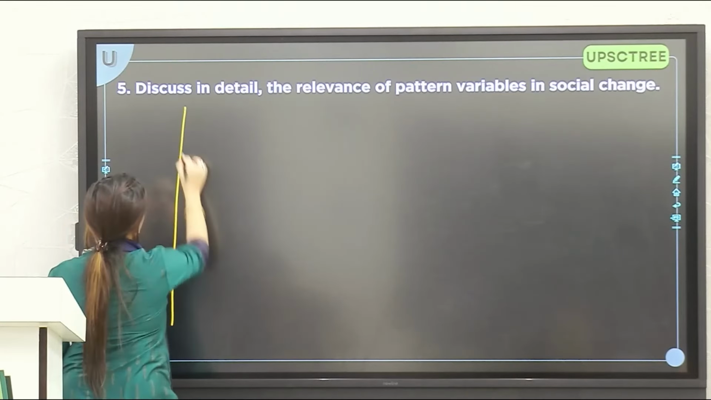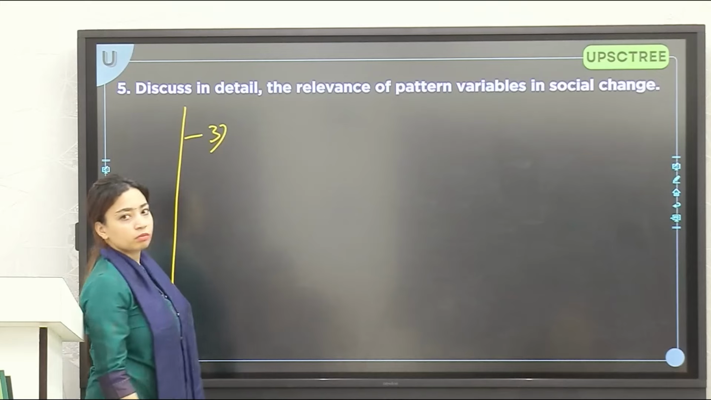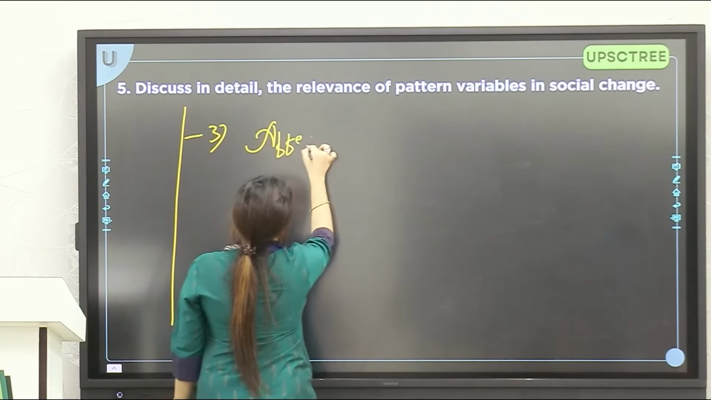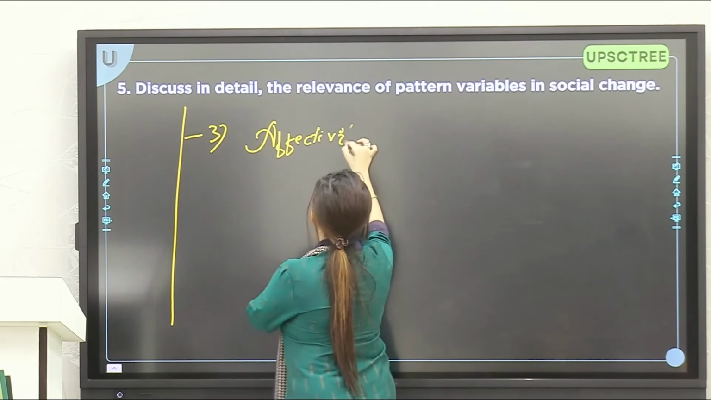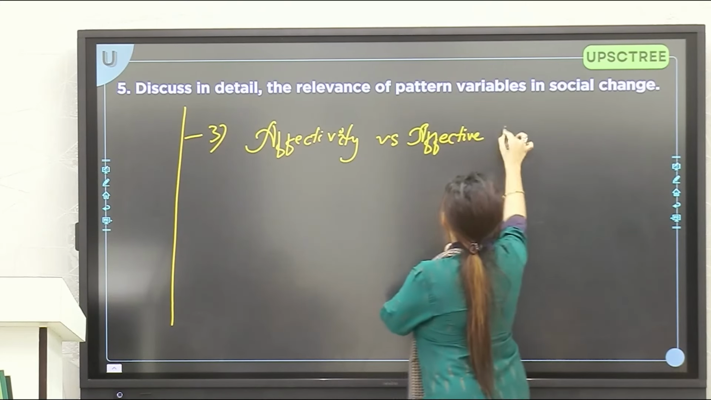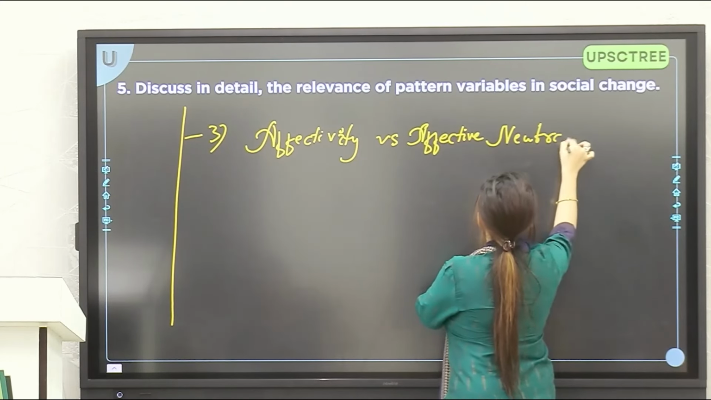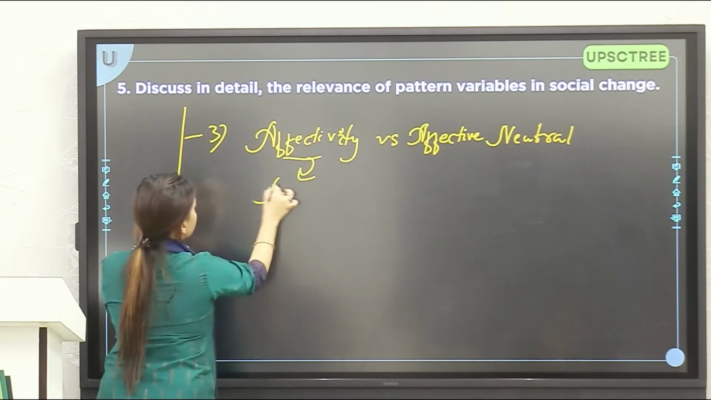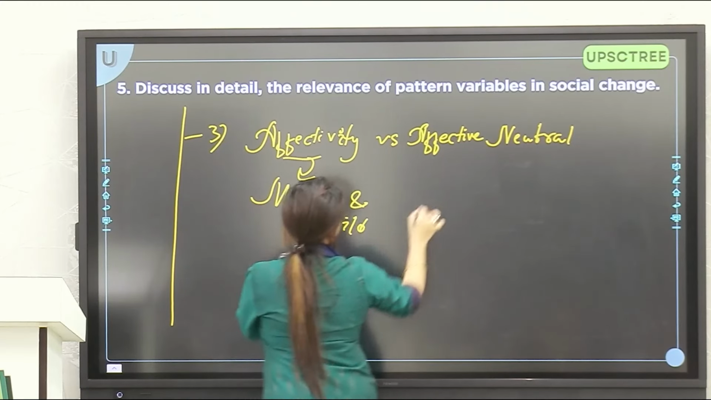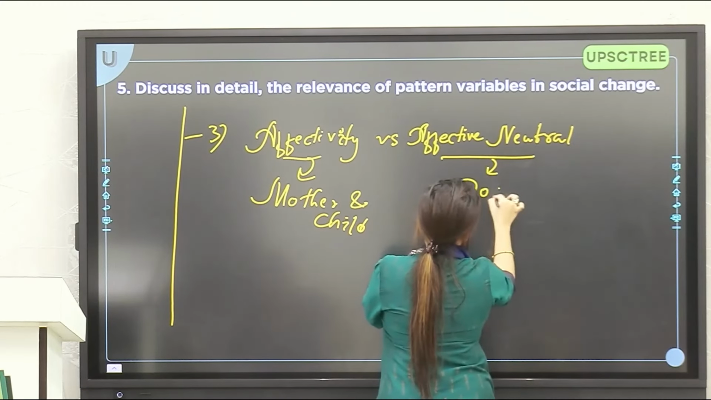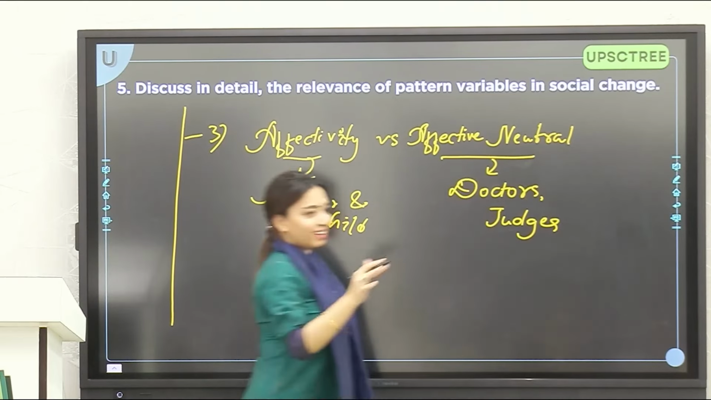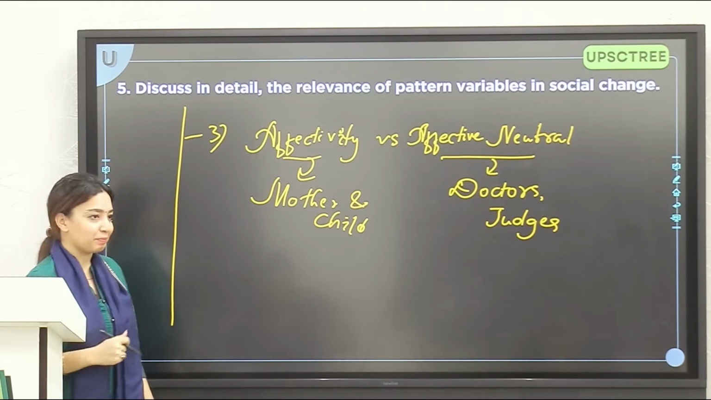Third type is affectivity versus affective neutral. Alright, so tell me answer. Mother and child relation, right? Affective neutral. Doctor, judges, okay. Again, that is mostly biased, okay. Then next one.